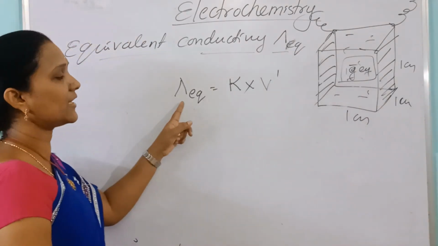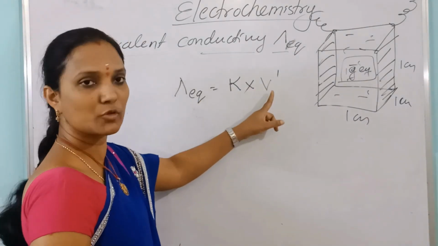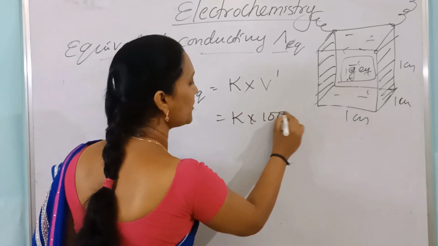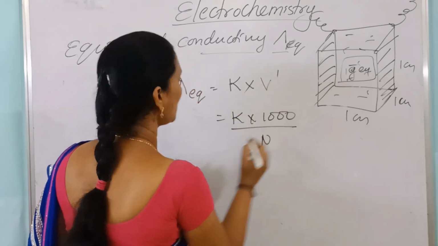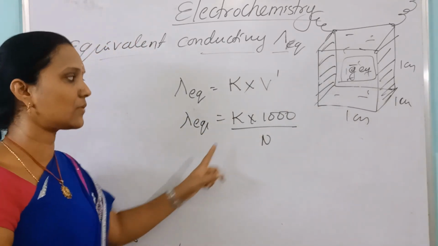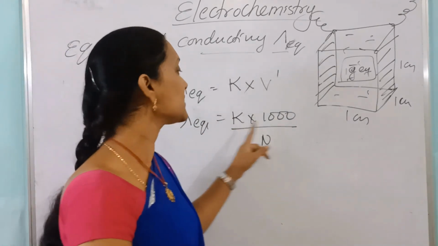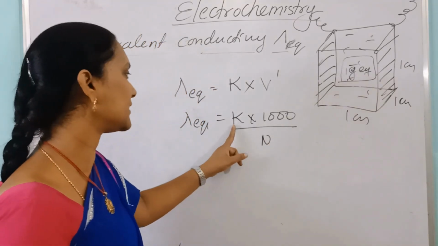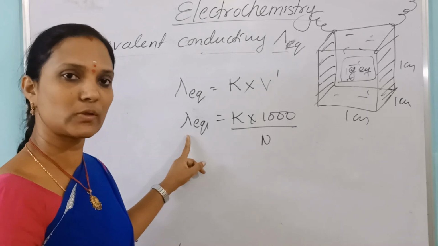So equivalent conductance is equal to K into V. Volume of dilution formula: K into 1000 by normality. Yes or no? So, how to calculate equivalent conductance? Equivalent conductivity is equal to K, the specific conductance, into 1000 by normality. They will give normality and specific conductance also. Just we have to calculate the equivalent conductance.